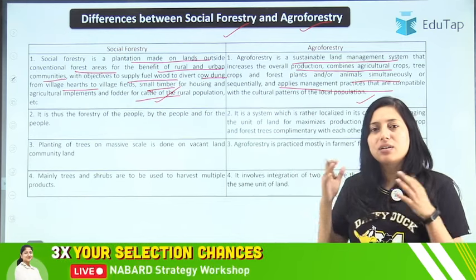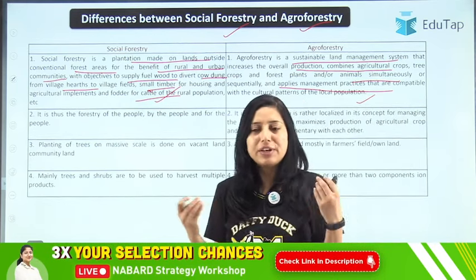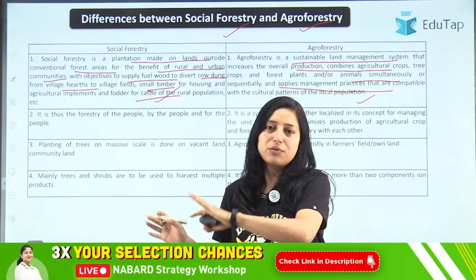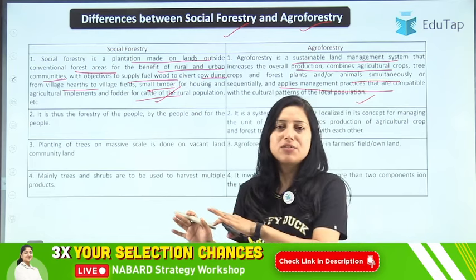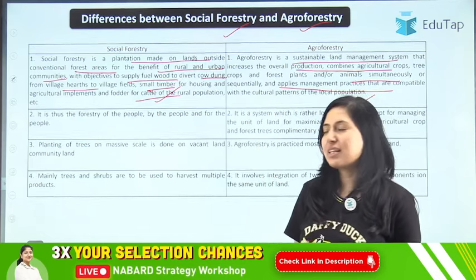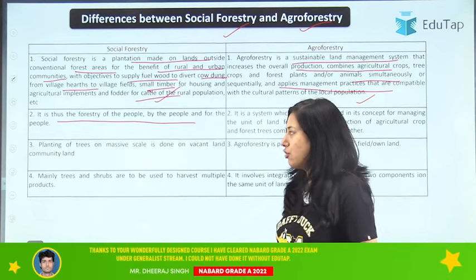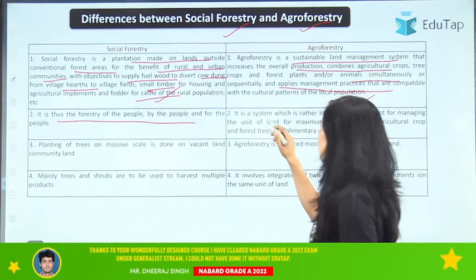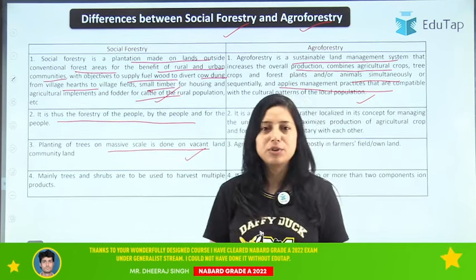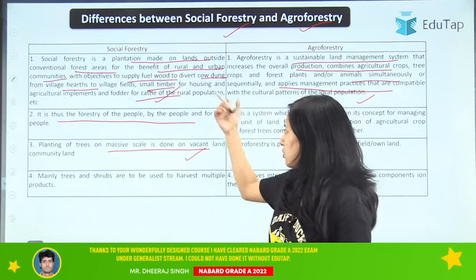But if we are only concerned with the welfare of people, then we have to go for forestry where the objective is the welfare of people, and that is your social forestry. Clear? So social forestry is the forestry of the people, by the people, and for the people, as I have told you. The planting of trees on a massive scale is done on vacant land, community land. So when we have vacant land, we do the planting. That is your social forestry.